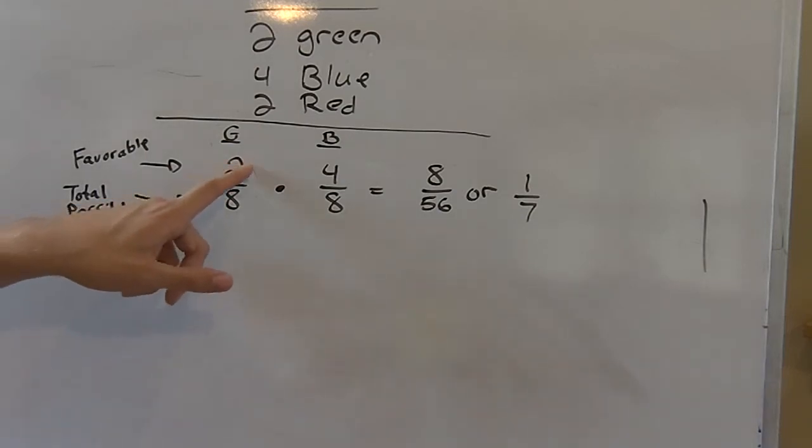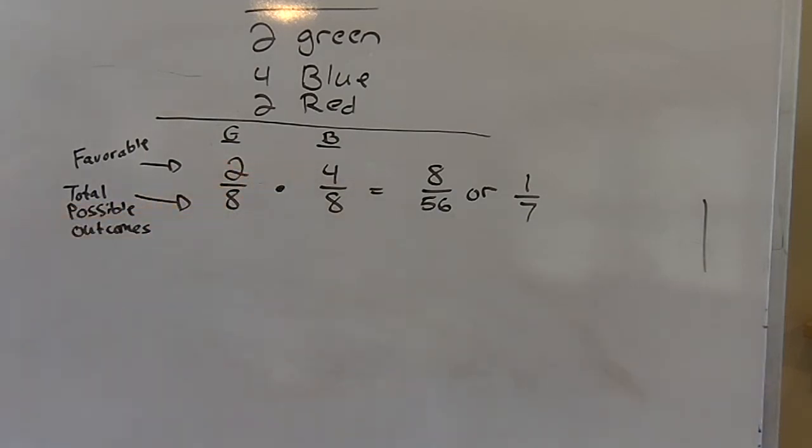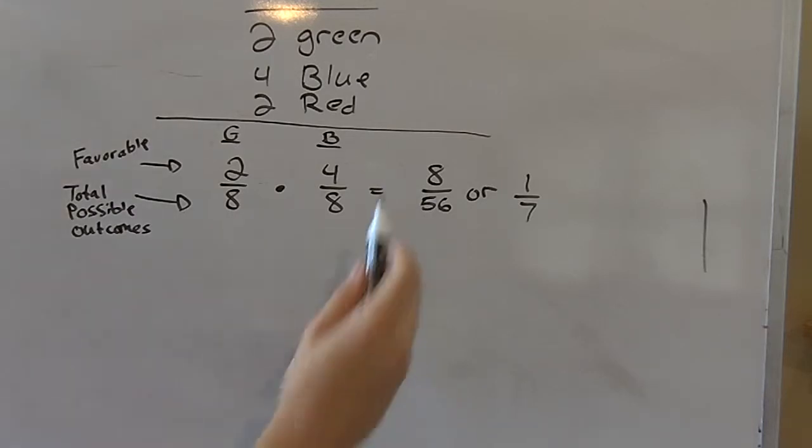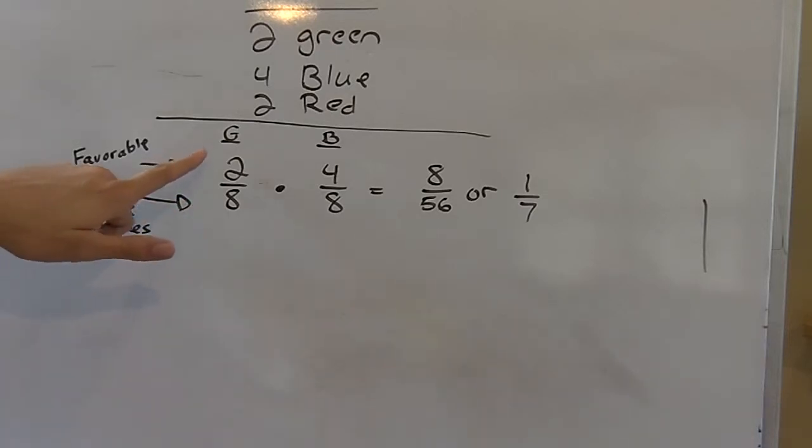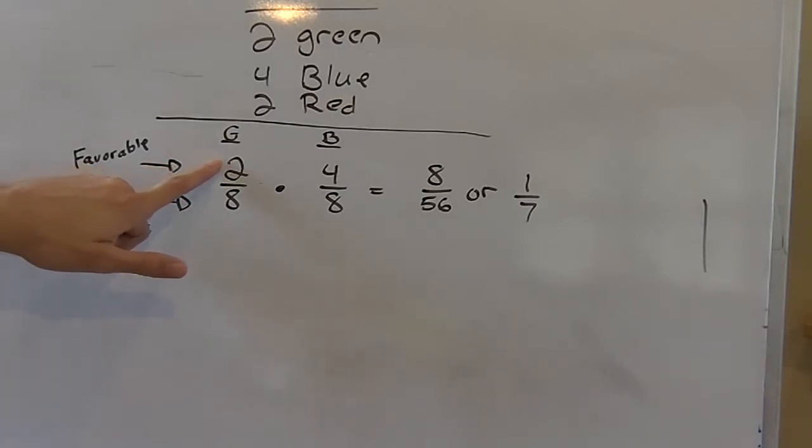By multiplying 2 times 4, what I am doing is saying that there are a total of 8 different possible outcomes where I could pull a blue and a green marble. So there are 2 green marbles.